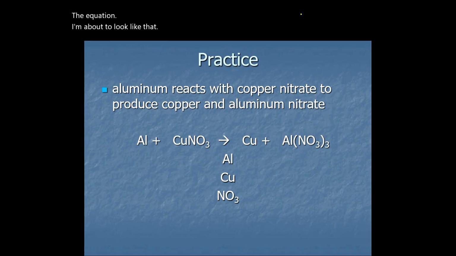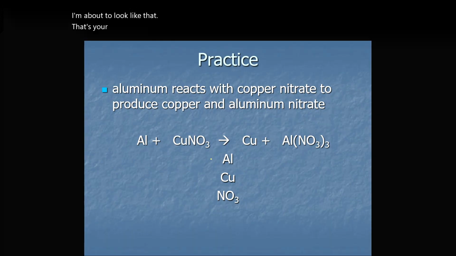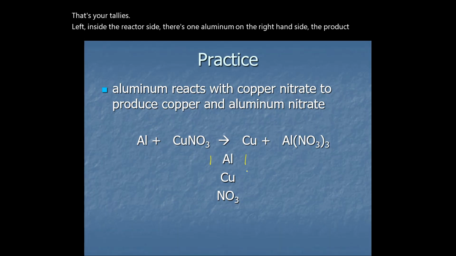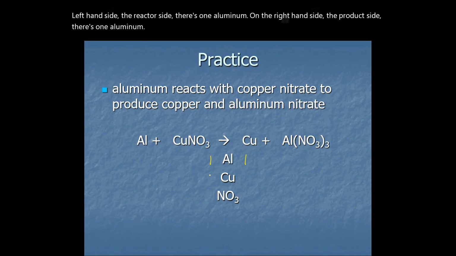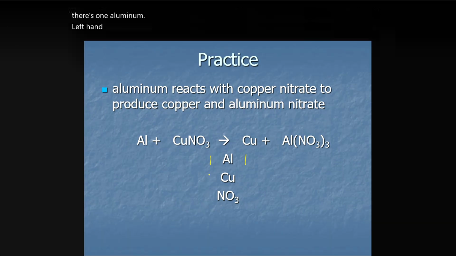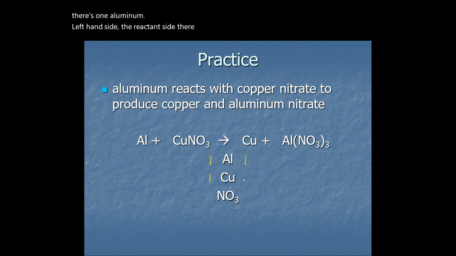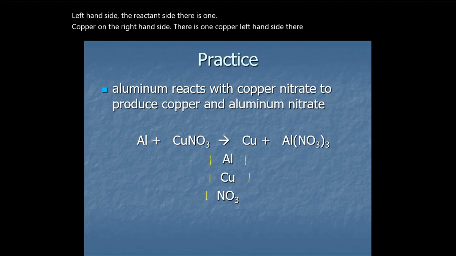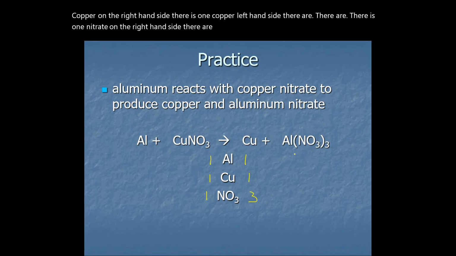So let's do our tallies. On the left-hand side, the reactant side, there's 1 aluminum. On the right-hand side, the product side, there's 1 aluminum. On the left-hand side, there is 1 copper. On the right-hand side, there is 1 copper. On the left-hand side, there is 1 nitrate. On the right-hand side, there are 3. So it's not balanced, but easy enough.